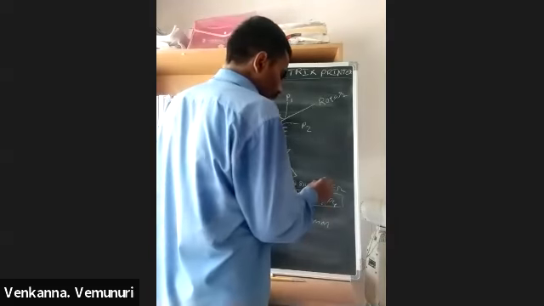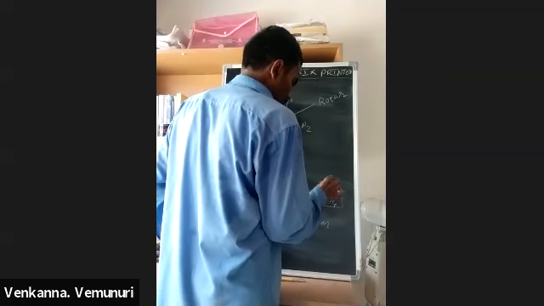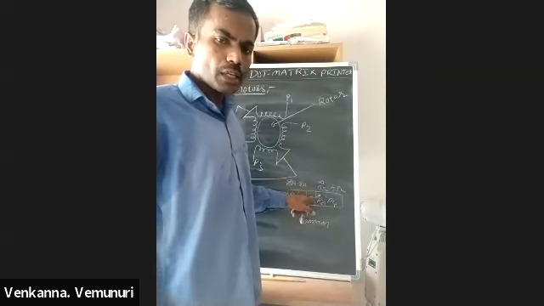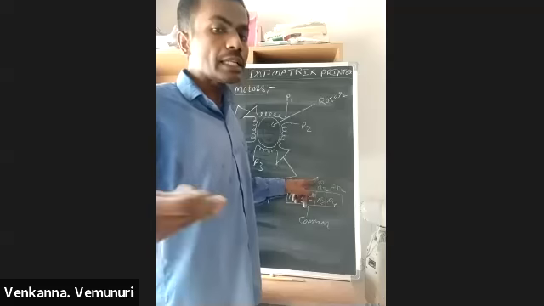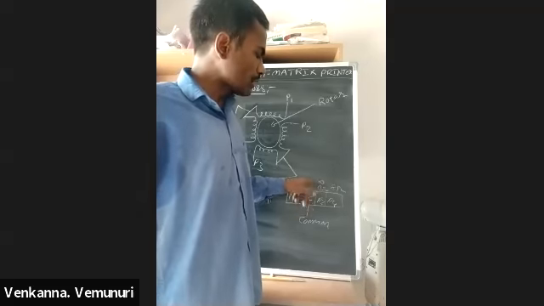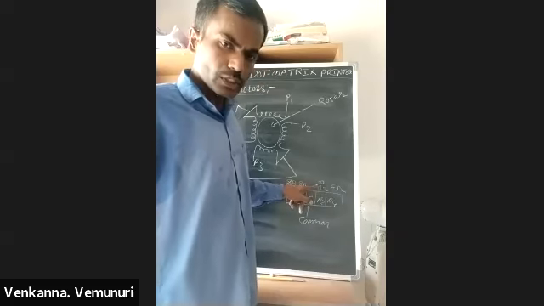But here it is showing infinity or sometimes 0 ohms. If it is showing 0 ohms, the winding is short circuit. That time also the motor is not working. If it is showing infinity, it means high resistance. That time also the winding is open. If the winding is open, it shows infinite resistance. If the winding is short circuit, it shows 0 ohms.